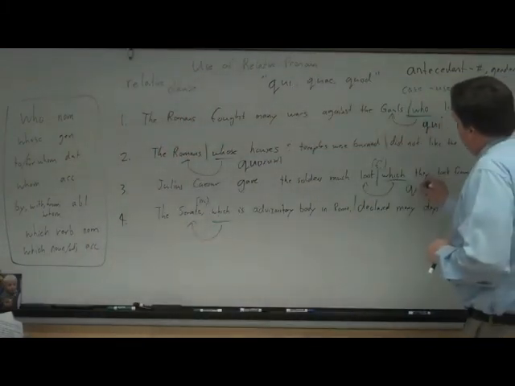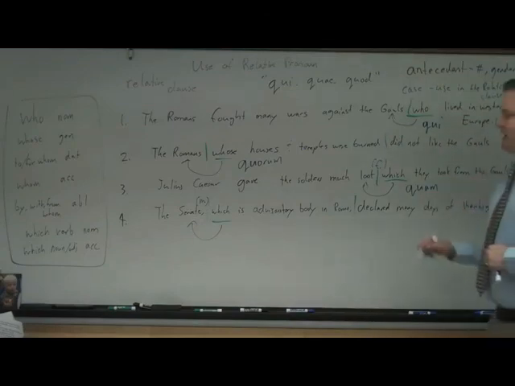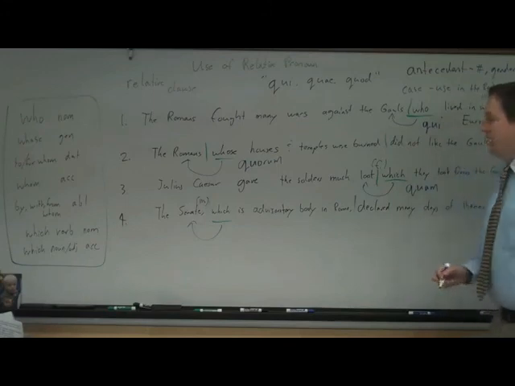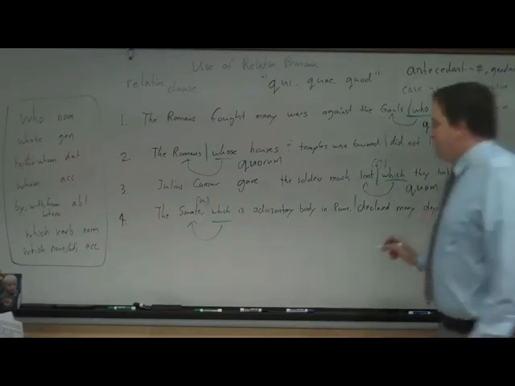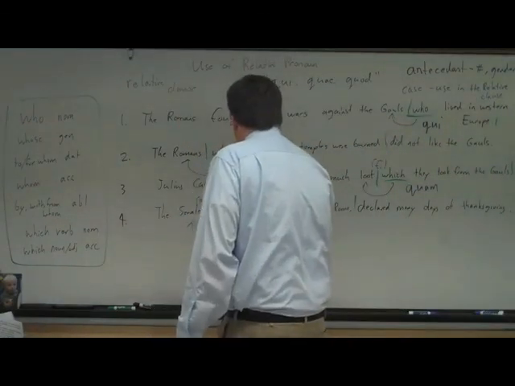So we go quam. And then we say the Senate, which is the advisory body in Rome. Which refers to Senate. Senate is masculine, singular. And this is followed by is, which is a verb. So that is nominative on our cheat sheet. And so we just go qui.